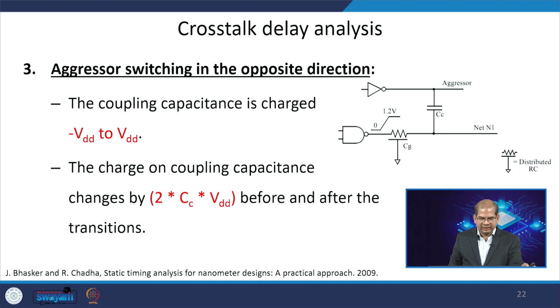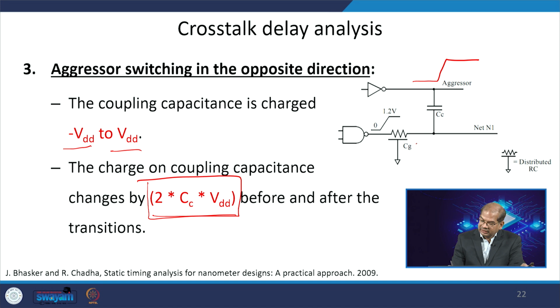The similar kind of thing will also happen when the aggressor and the victim are switching in the opposite direction. The coupling capacitor will charge from minus VDD to plus VDD, and the total charge coupling is basically 2 times Cc into VDD. This is the total charge before and after the transition, because one is moving in one direction and the other is moving in the opposite direction at the same time.